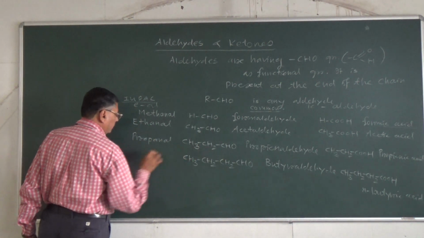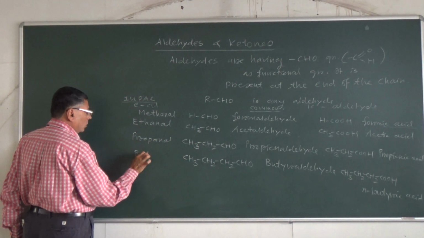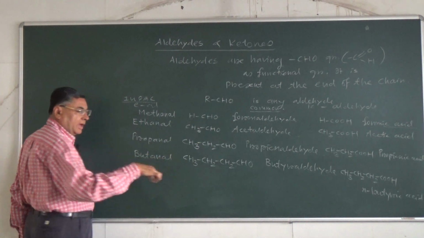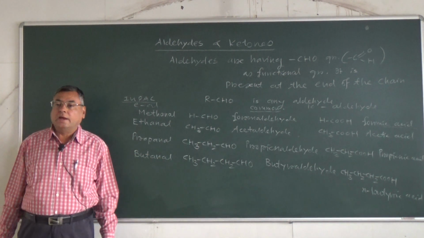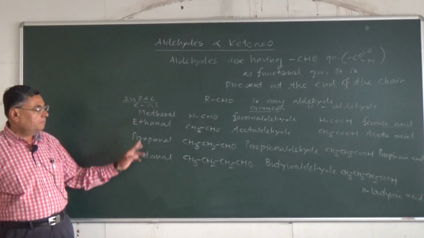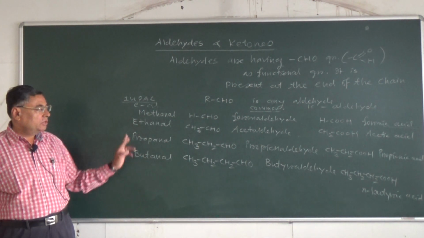1, 2, 3, 4, butane. So, butanal. From pentane, pentanal. From hexane, hexanal, and so on. All these are aldehydes. These are IUPAC names of aldehydes.